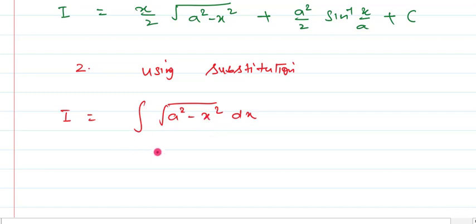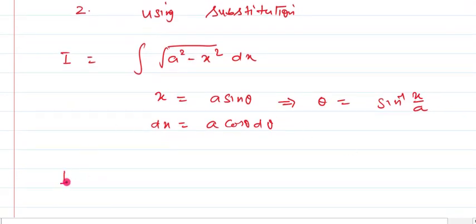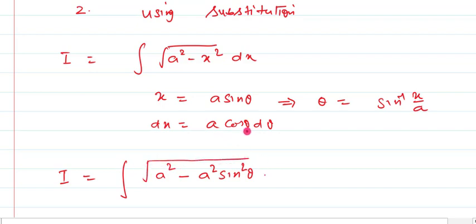I have already suggested for this type of questions what you should substitute. If you remember, we should substitute x as a sine theta or a cos theta. So from here we are getting dx is equal to a cos theta d theta, and further let us take the value of theta from here. It is sine inverse x upon a. Now let us replace the values over here. It is I is equal to integration of square root of a square minus a square sine square theta, into, in place of dx, we are having a cos theta d theta.